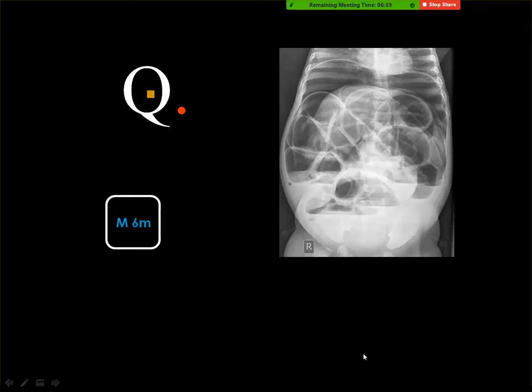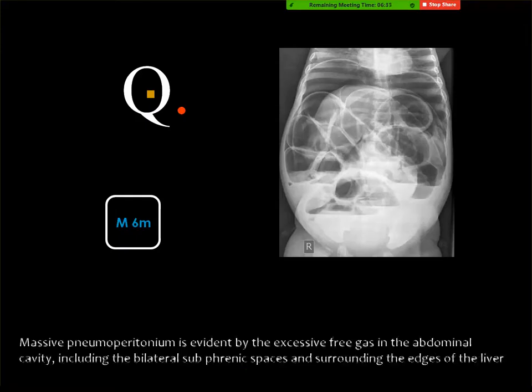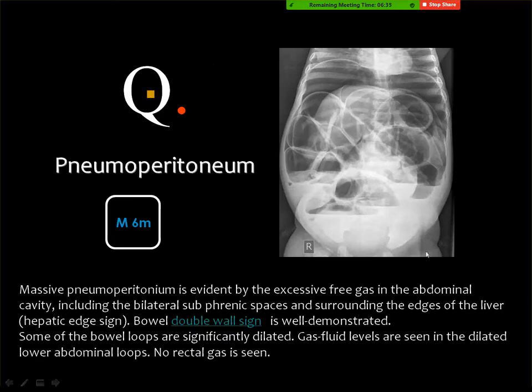Pneumoperitoneum and intestinal obstruction. Yes, and this is intestinal obstruction because of the presence of multiple air fluid levels, and you got air inside the peritoneal cavity with marked elevation of the diaphragm.